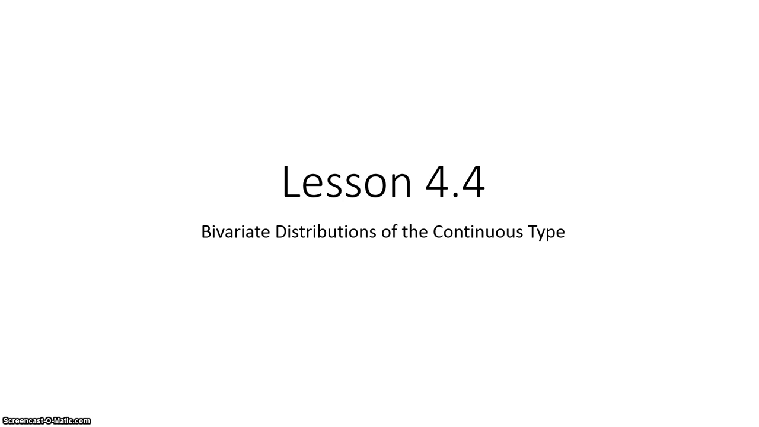So in this lesson, we're going to extend the ideas that we developed for bivariate distributions of the discrete type to the continuous case. And as was true with univariate distributions, the definitions are really going to be the same, except that instead of using summations like we did with discrete random variables, we're going to need to use integration when we're working with continuous random variables.